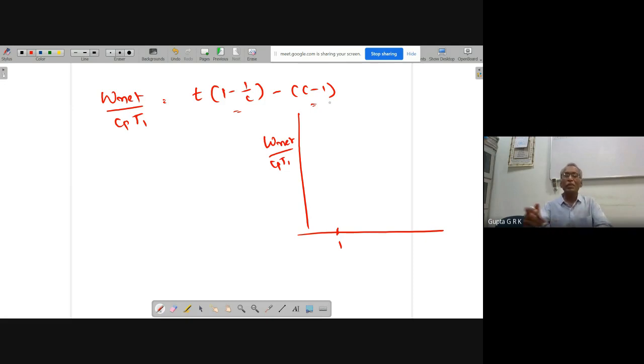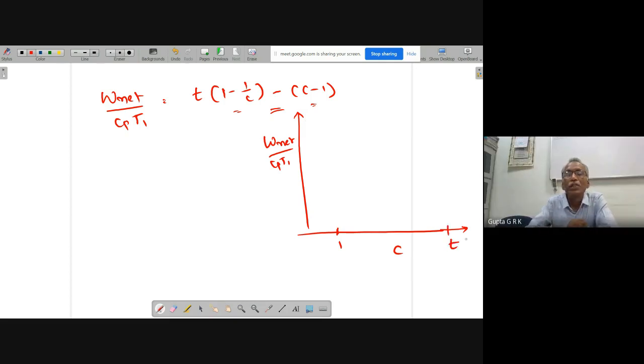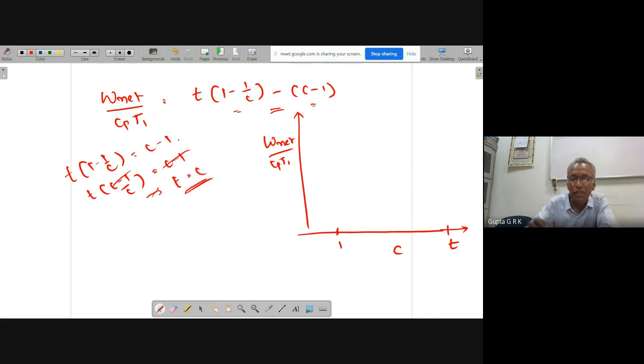If that happens, net work is 0. Under what condition does WT equal WC? What is the value of C? C equals T. So here also it will become 0. T into (1 minus 1 by C) equals C minus 1, so T into (C minus 1) by C equals C minus 1. C minus 1 cancels, so T equals C.